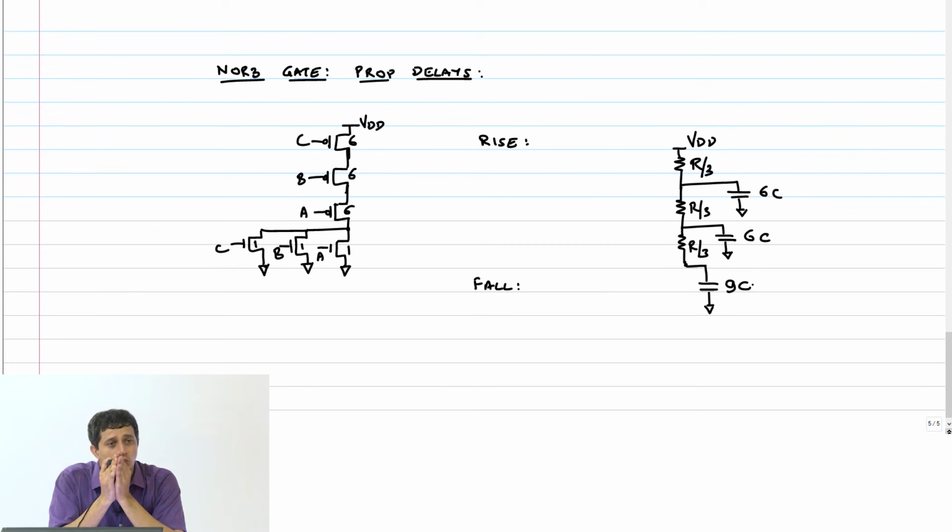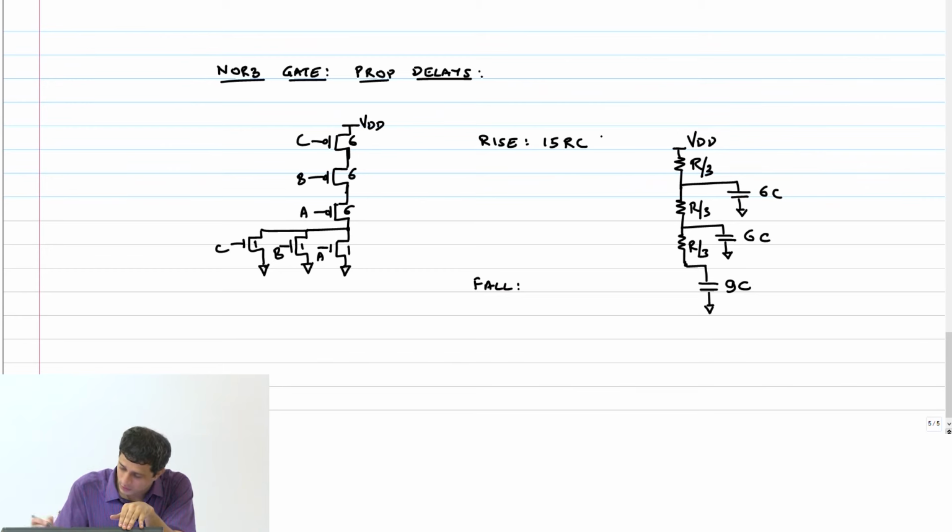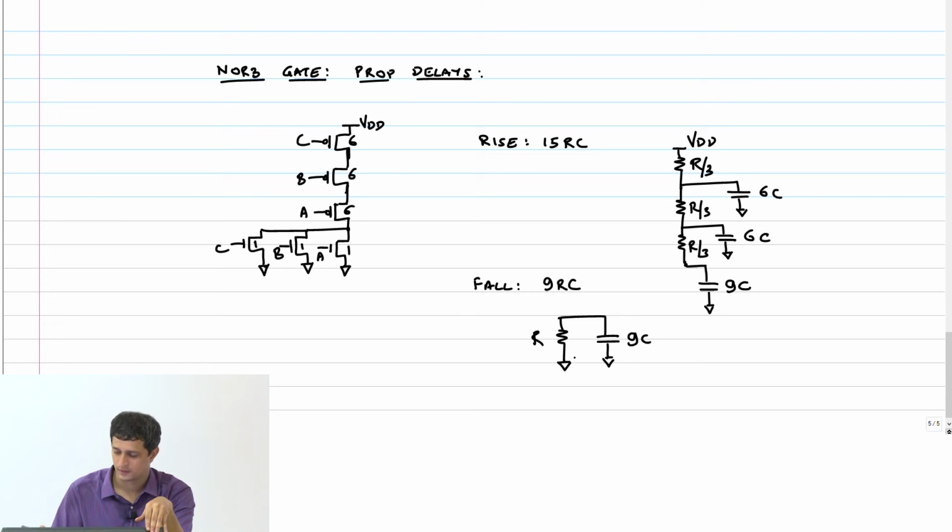So what's the answer? Rise delay 15 RC, right? Which is 9 into 6 into 2R by 3. So 2R by 3, 4, and yeah, 15 RC. And fall delay 9 RC. That is very simple because it's just this and 9C, and this will be R. 9 RC is the thing.